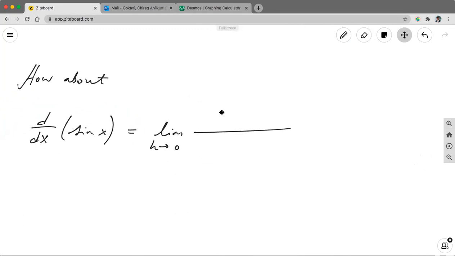And can someone tell me how I would, again, apply the definition of the derivative? Going from here to here, what goes here? Someone tell me. Sine of x plus h. Good. Minus sine of x. Good. And what's in the denominator? Over h. Good. Thanks. Great.